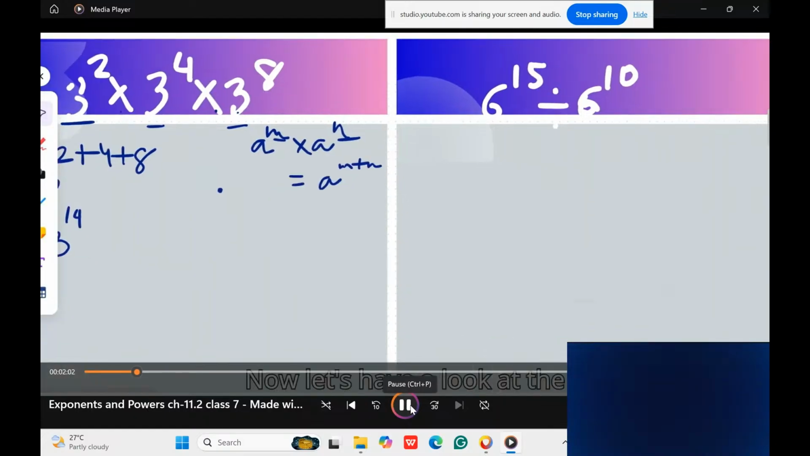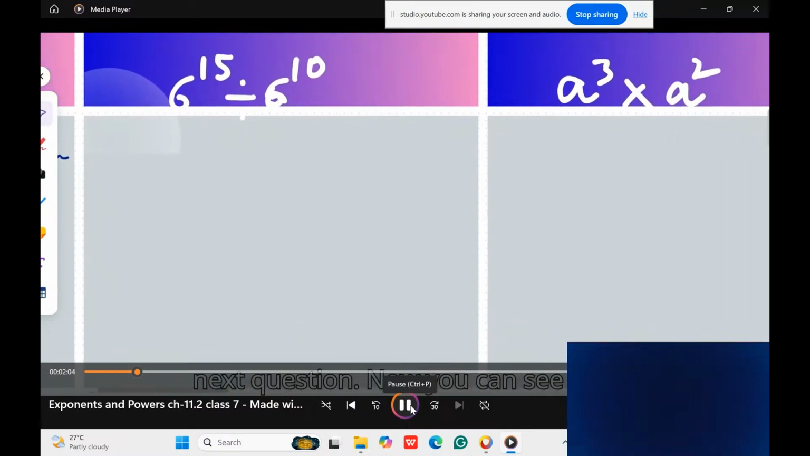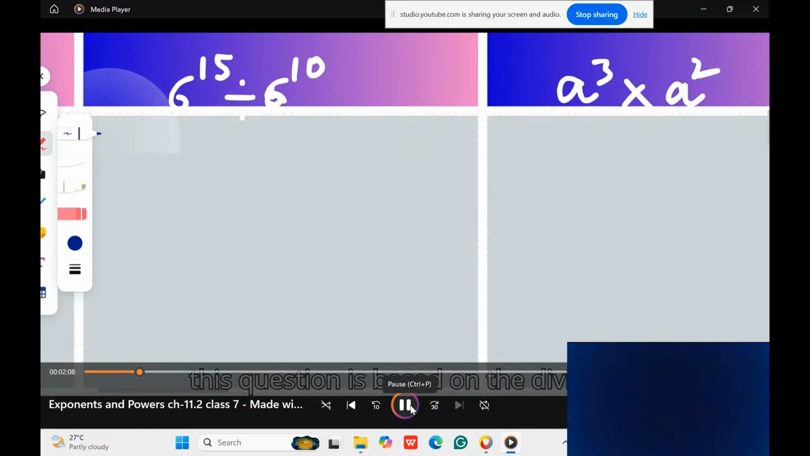Now let's have a look at the next question. You can see that this question is based on the division of exponents. Now what does the division rule say? The division rule says that if the bases of two exponents are the same, however their powers are different, then the powers are subtracted. So we subtract the powers. The power in the denominator gets subtracted from the power in the numerator.